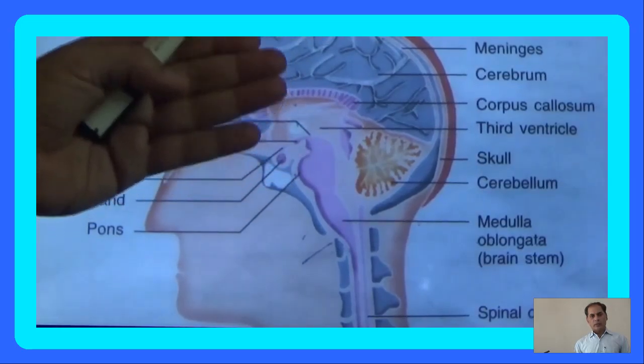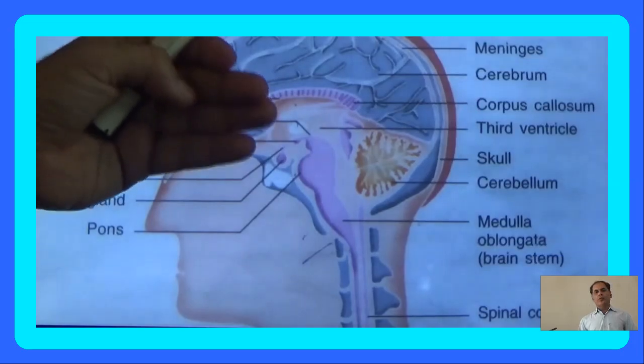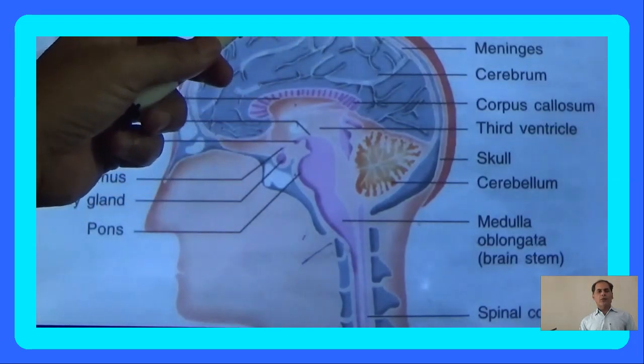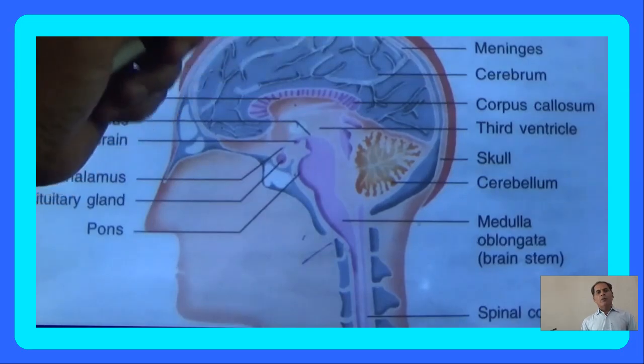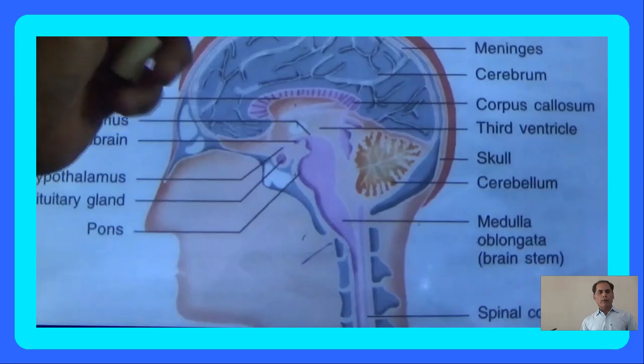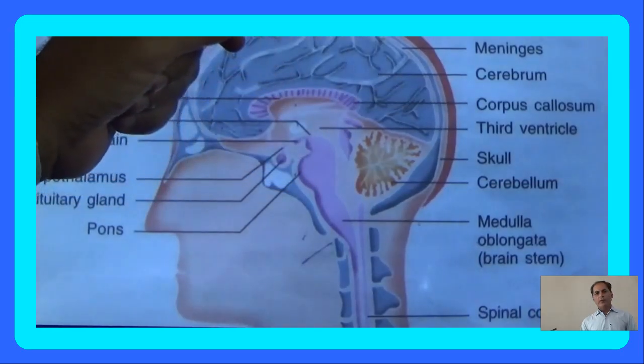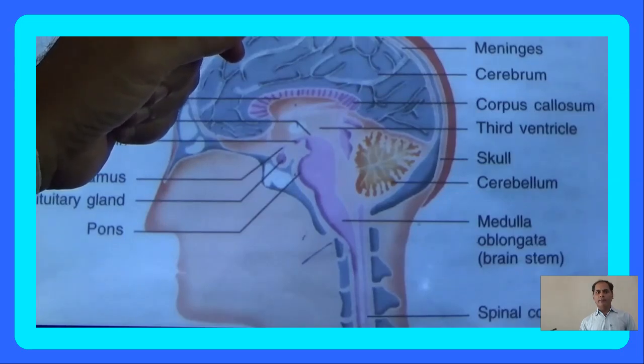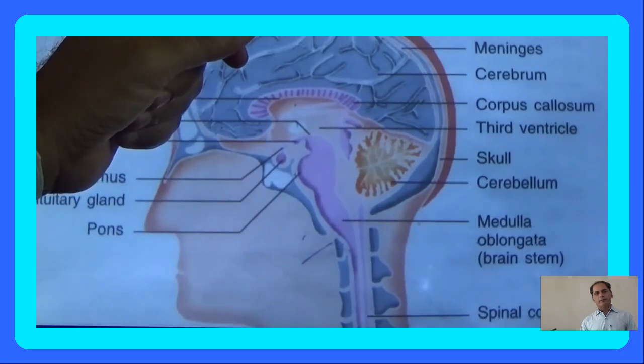That gap is called the meningeal gap, and this meningeal gap holds a fluid that is called cerebrospinal fluid, or in short CSF. The main function of CSF is to protect the brain from shocks and jerks because it acts as a cushion. It provides protection and it also helps in the nourishment of the brain. Sometimes it removes waste products from the brain.